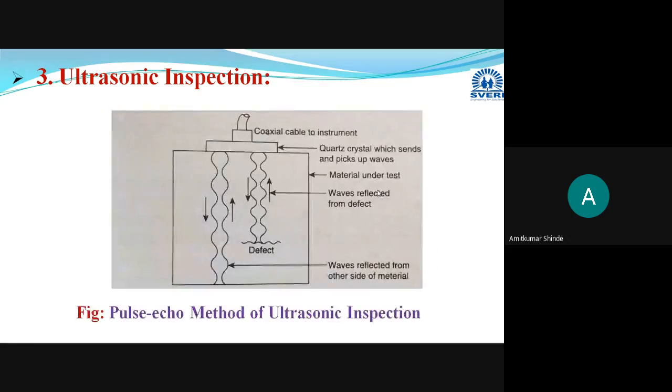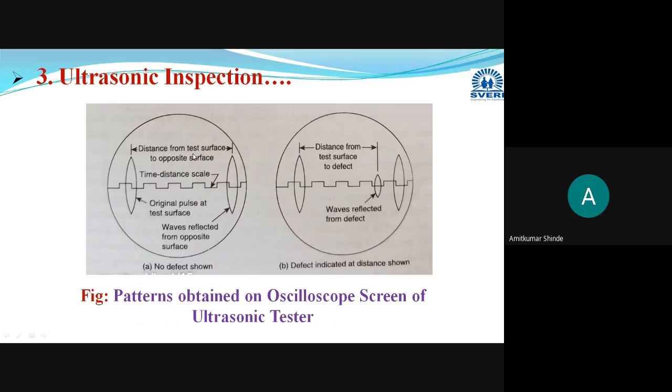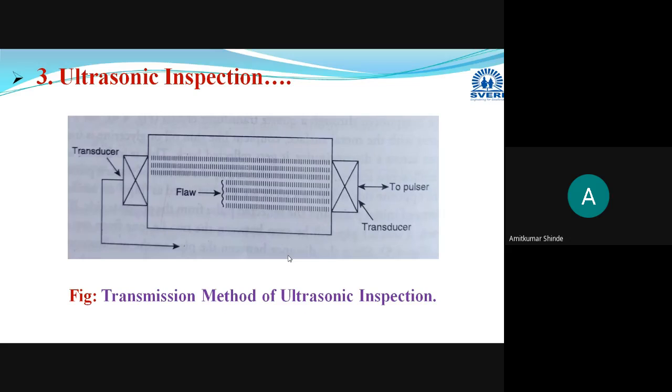These two diagrams you have to draw. This is the setup used for conducting the pulse echo technique, and these are the results or patterns obtained on the cathode ray oscilloscope screen, CRO screen in short. So this is the first type. The second type is the transmission method, or through transmission method.